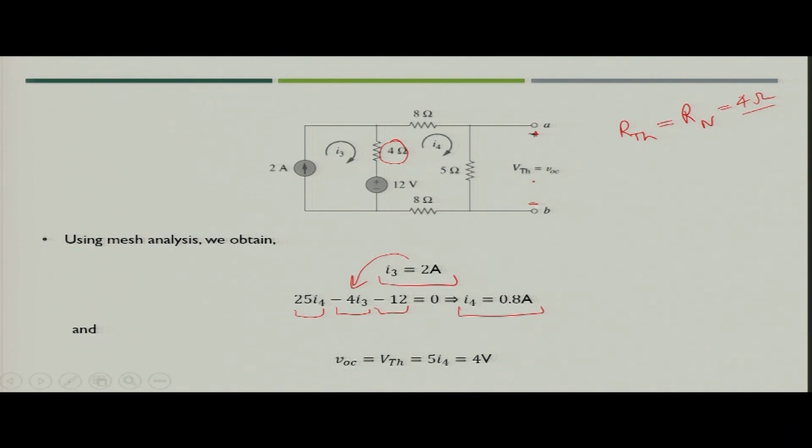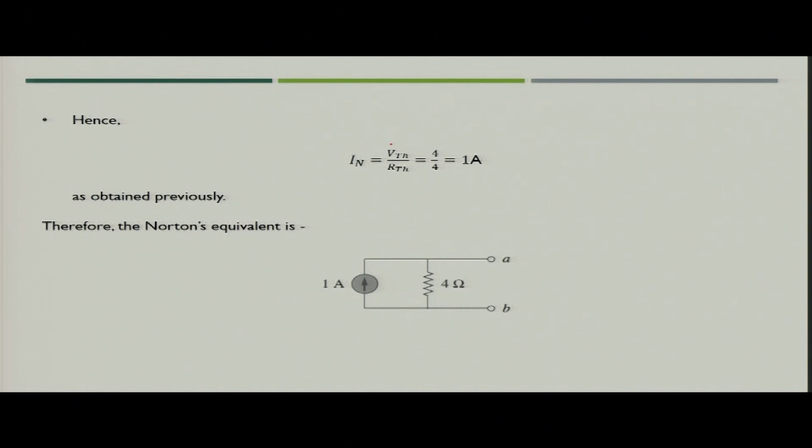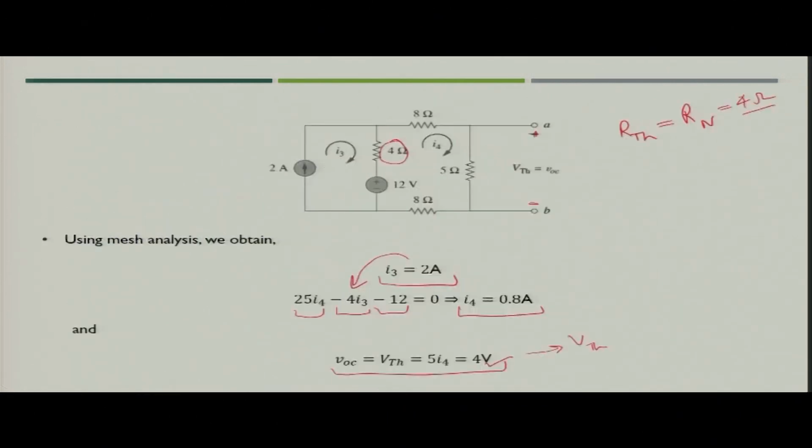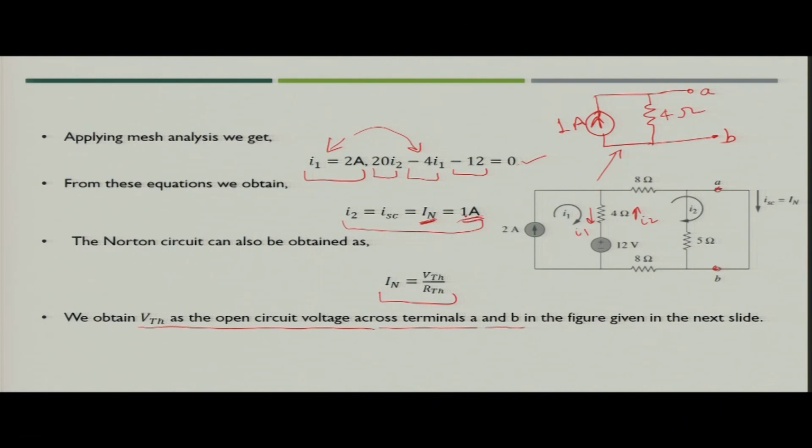Now, what would be the value of the open circuit voltage? The open circuit voltage would be VOC, that is nothing but 5 into I4. So, 5 into I4 is 4 volt, and this is your Thevenin voltage. Now, we have got the Thevenin voltage, and we have got the Thevenin resistance. So, using this formula, IN is VTH upon RTH, you again get the value of Norton's current as 1 ampere, and this is what we calculated when we directly applied Norton's theorem.